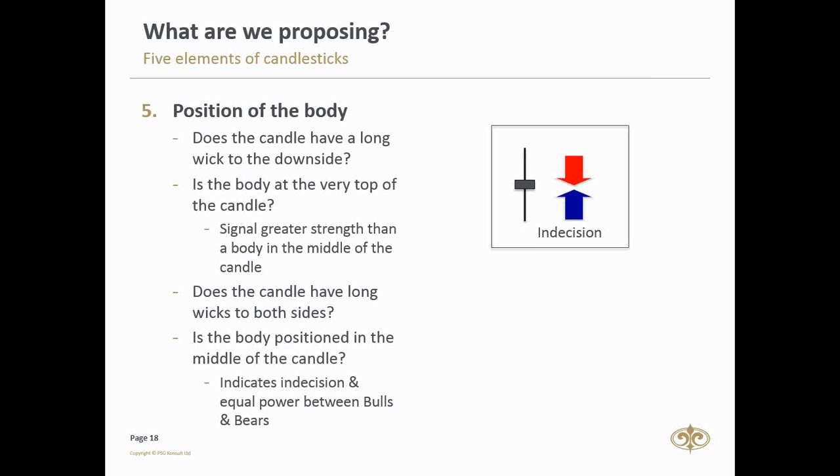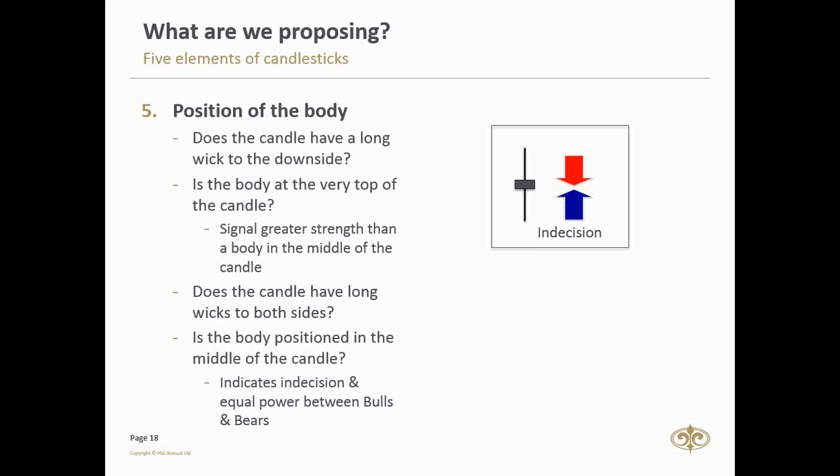Okay, that's one scenario. Another scenario is, does the candle have a long wick to both sides? And this scenario is what we talk about in the next few slides. It's called a doji. The body is very small and is usually positioned right in the middle. When you see a doji like a cross, this is a serious indication of indecision, and obviously there's equal power between the bulls and the bears. Okay, so those are the 5 scenarios.